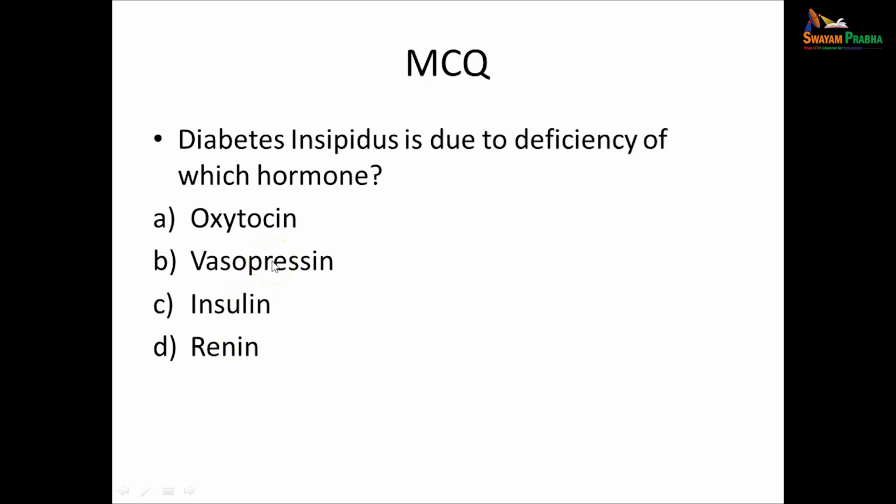Whereas vasopressin, which is also secreted in the pars posterior of the pituitary gland, influences the reabsorption of water from the distal convoluted tubules of nephrons, hence decreasing the excessive excretion of water into the urine. It is also called antidiuretic hormone. The deficiency of vasopressin will lead to a condition called diabetes insipidus. Hence, the answer is vasopressin.